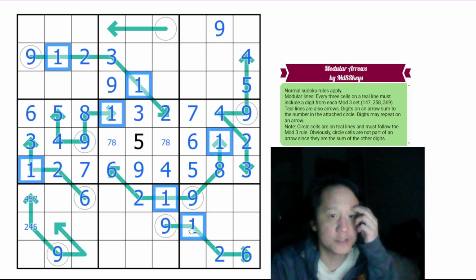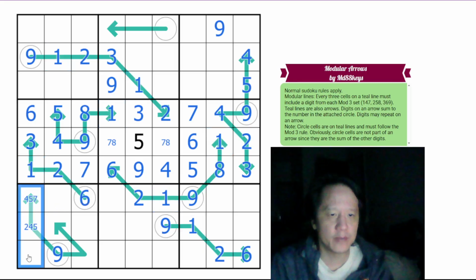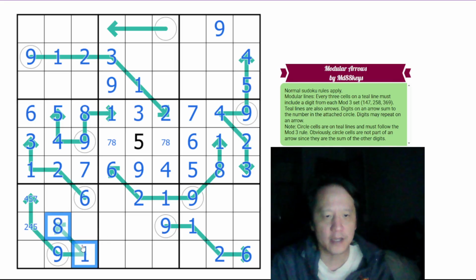This could be 1, 8 if... Actually, where is the 1 in this lower left box? Cannot be here. Cannot be here. Can't be here or here. So it must be here. So this is 1 and 8 adding up to 9.